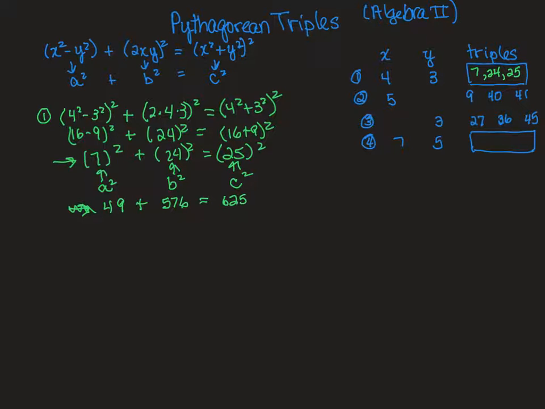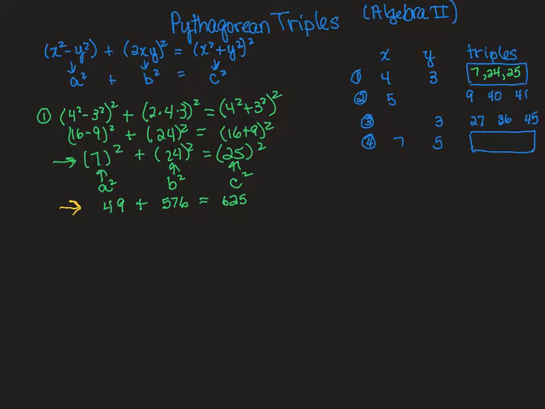I got these because I substituted in the X and the Y in the equation they gave me. I figured out what those numbers would be, and then I proved it. Just to be clear, this is my proof. I proved that it's right. Okay, so I'm going to do this again.